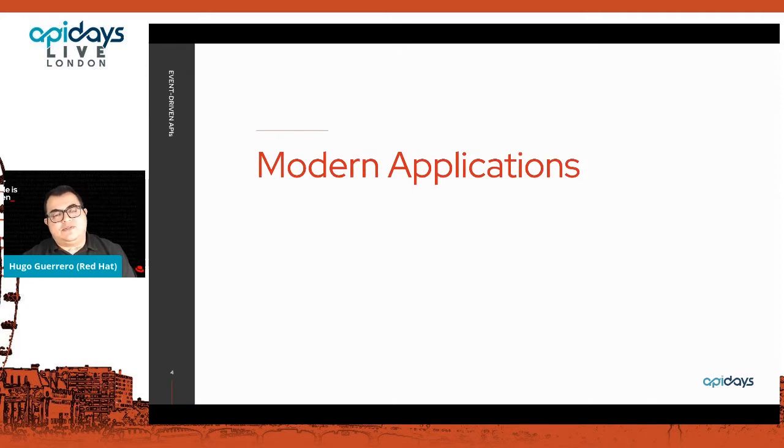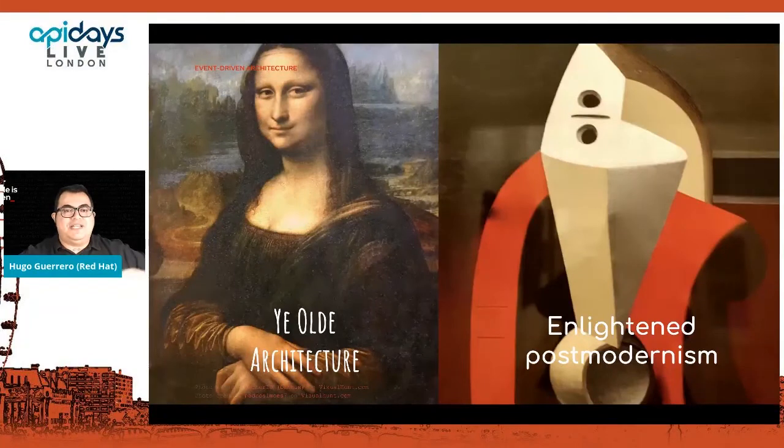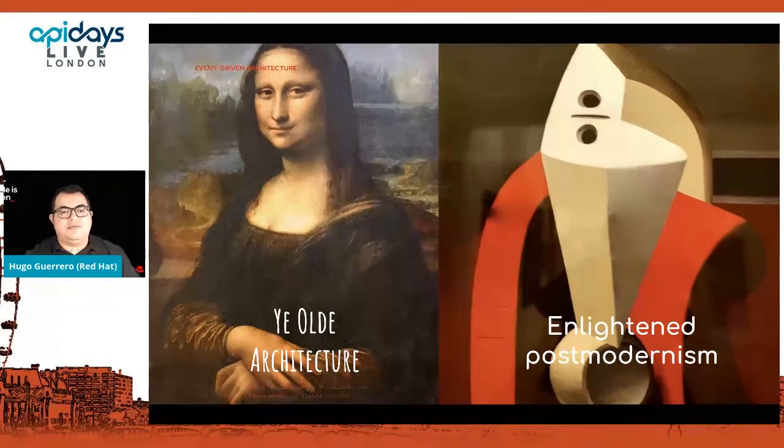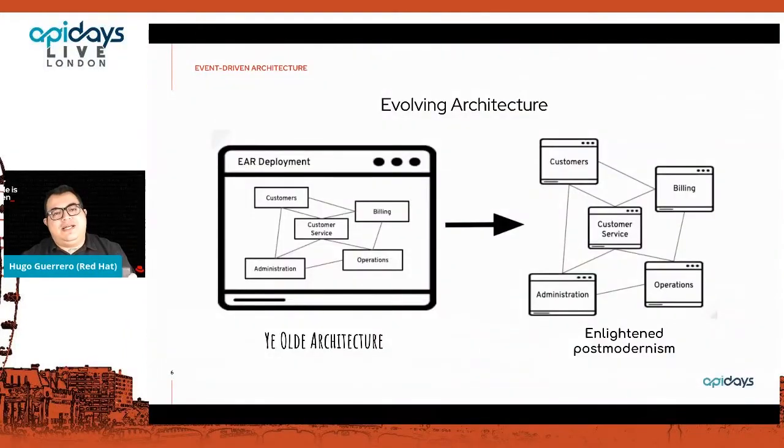On modern applications, we have been seeing this big shift from the classic architecture based on three layers, monolithic systems, to this new enlightened postmodernism, this abstract new kind of art that sometimes gets a little bit confusing. You certainly will have seen this kind of movement, right? From your old architecture running everything on the application server with all your WAR files or EAR files deployed in a single place with abstracted infrastructure, and then moving into this new world of microservices, of applications that need to be distributed across different regions, need to be decoupled, and need to be resilient.